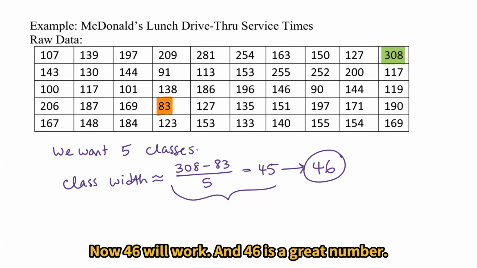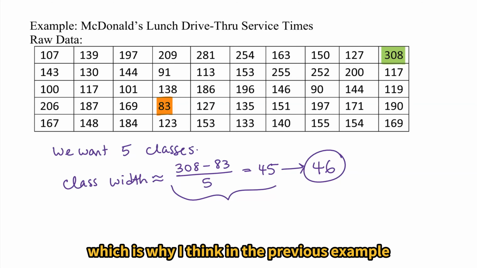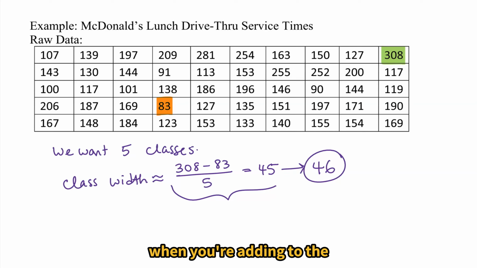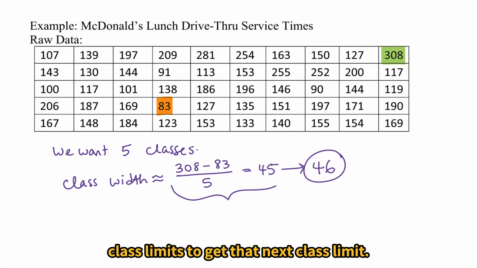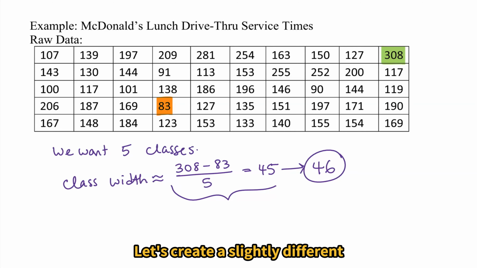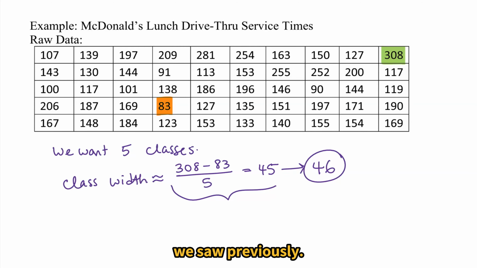Now 46 will work, and 46 is a great number. It's a little bit hard to calculate and to work with, which is why I think in the previous example that we had, they used a class width of 50. 50 is a little bit easier to manage when you're adding to the class limits to get that next class limit. But we have a calculator, we can do this. Let's create a slightly different frequency distribution than the one that we saw previously.